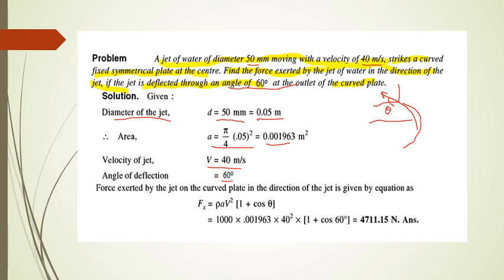So force exerted by the jet on the curved plate in the direction of jet, the equation is Fx equal to rho a v square into 1 plus cos theta. We know the value of rho, we know the value of A, V square and theta. Substituting these values, we get Fx equal to 47111.15 newtons.